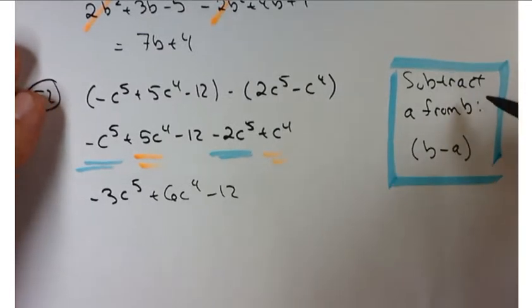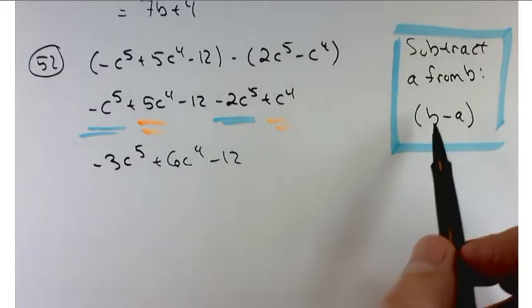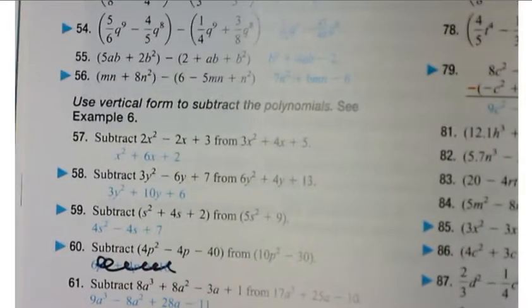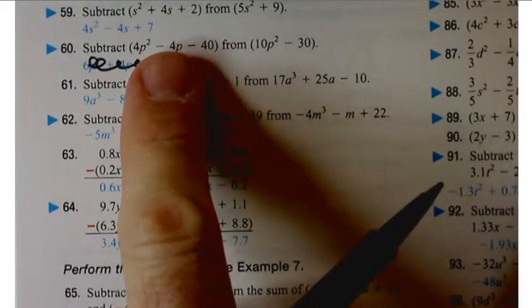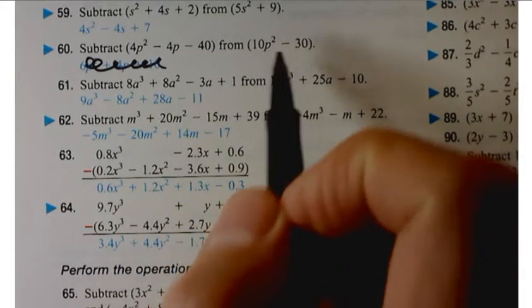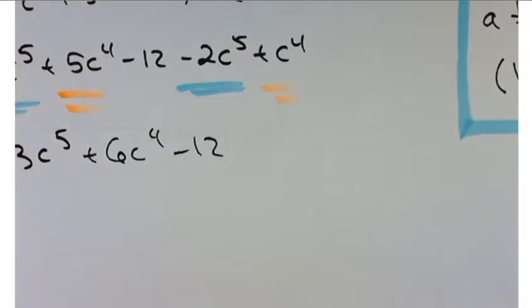Now, I've got a little note here to help us remember something. When you subtract A from B, the order is B minus A. Let's keep that in mind as we do problem number 60. Let me throw that up on the board here for you. Let's try again. There. Subtract this from this. So which one goes first? The trinomial or the binomial? Binomial. Good. So let's write that down and then simplify it.